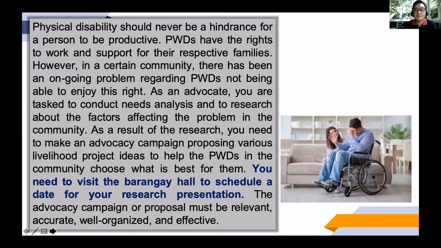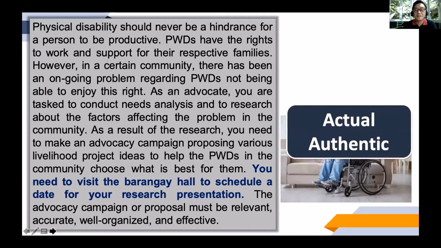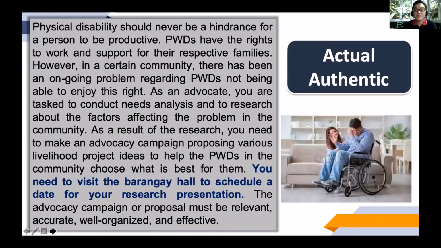You need to visit the barangay hall, not to claim the 25 kilos of rice, okay? But to schedule a date for your research presentation. The advocacy campaign or proposal must be relevant, accurate, well-organized, and effective. So this is now actual authentic because we have added one more feature, and that is the physical visit to the barangay hall, which unfortunately we cannot yet be permitted to do at the moment, right?